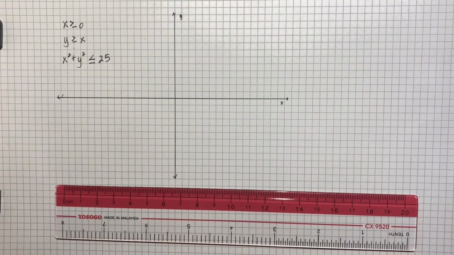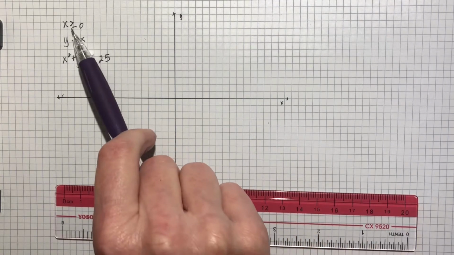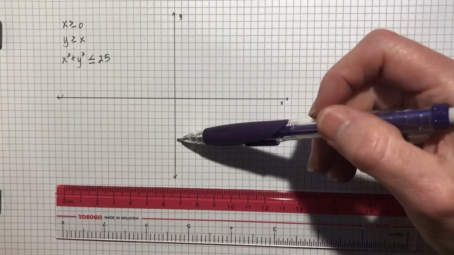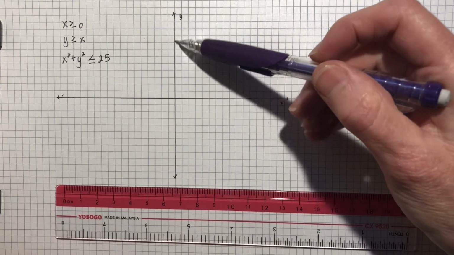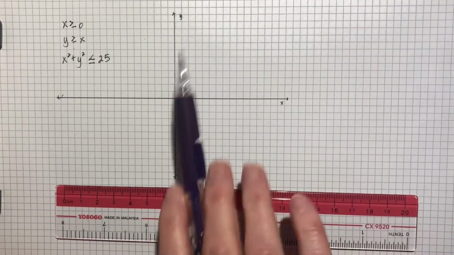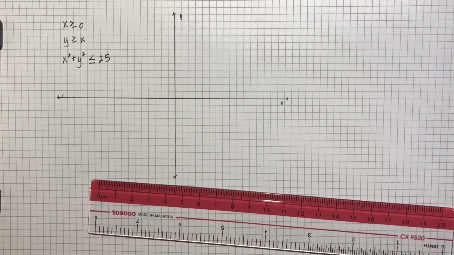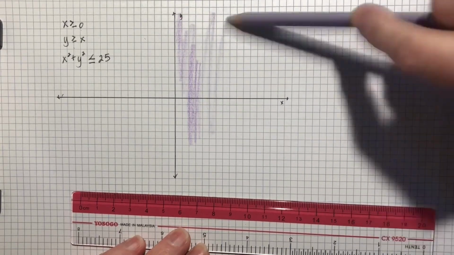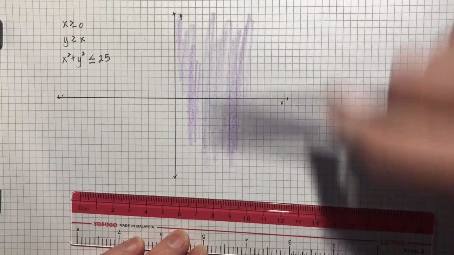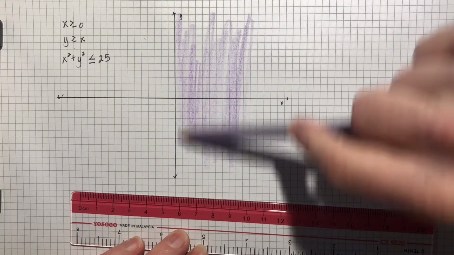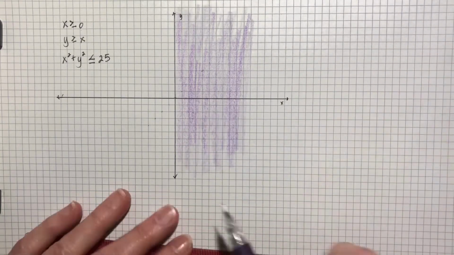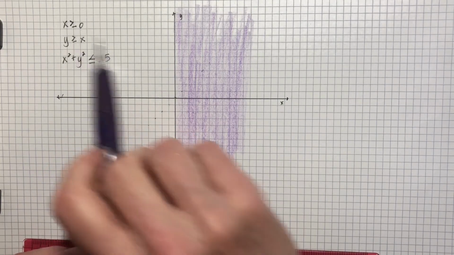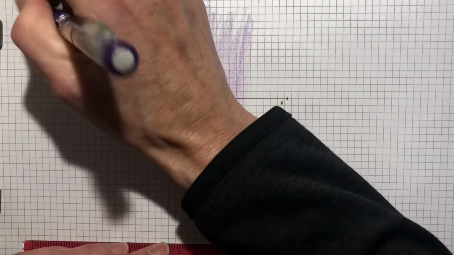So let's start with that first one. X is greater than or equal to 0. The line x equals 0 is right here. It's the y-axis. And so we want everything that's greater than or equal to 0. So we'll shade everything here. So that's our x is greater than or equal to 0 solution. So that's our first inequality graphed, x is greater than or equal to 0, all this shaded area here.